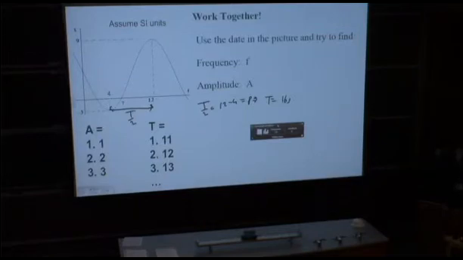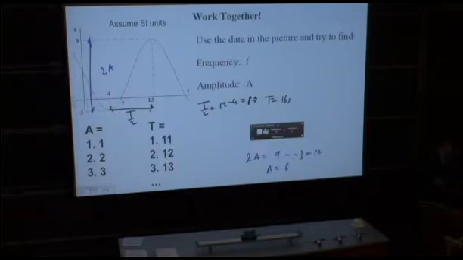Now, what about amplitude? Is this the amplitude? No. The amplitude should start at the equilibrium. This is from one maximum to the opposite maximum. So this is equal to how many amplitudes? 2. That's 2 amplitudes. So 2 amplitudes should be equal to 9 minus negative 3, which is 12. The amplitude should be equal to 6, whatever it is, centimeters, meters, assuming the international system of units, meters.